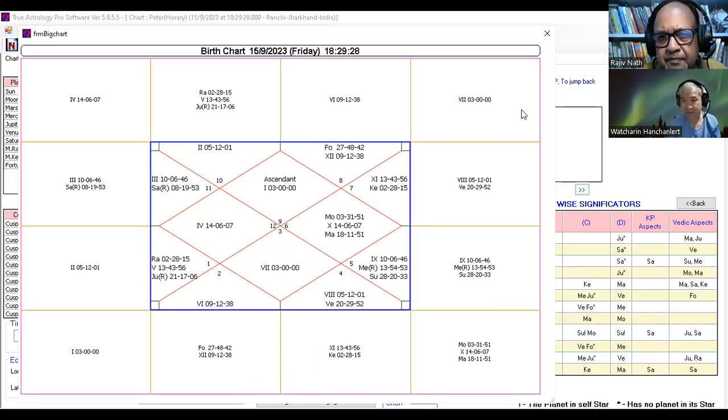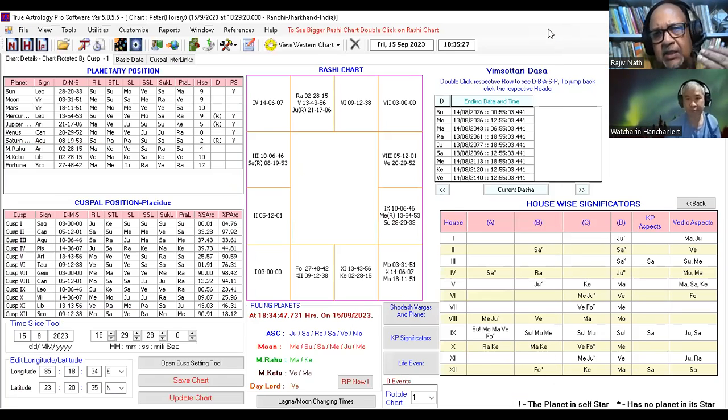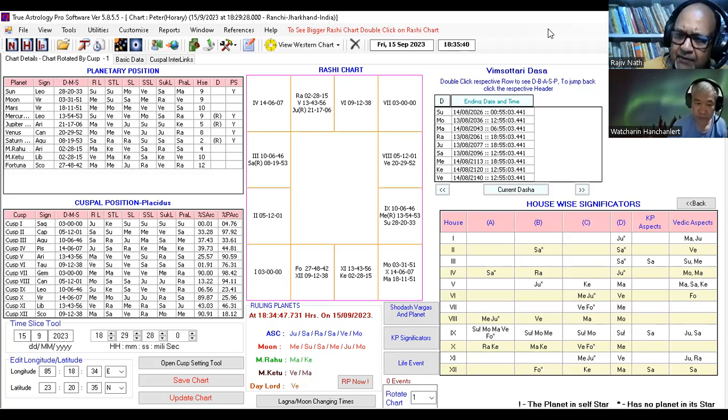The chart type. So this is the concept, the basics behind KP Horary. And then you can start predicting. The prediction rules are the same as KP Natal.